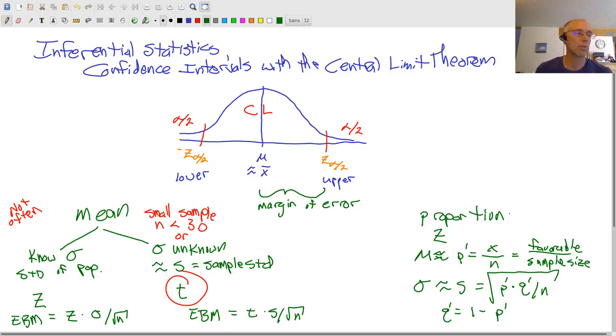But sometimes somebody just happens to give us, hey, here's the standard deviation of the population. And even if we know the standard deviation of the population, we still need a sample size greater than 30. So if it turns out, hey, we have the standard deviation of the population, but your sample size is only 10, then you'd have to use a t-score. All right, so let's try one.